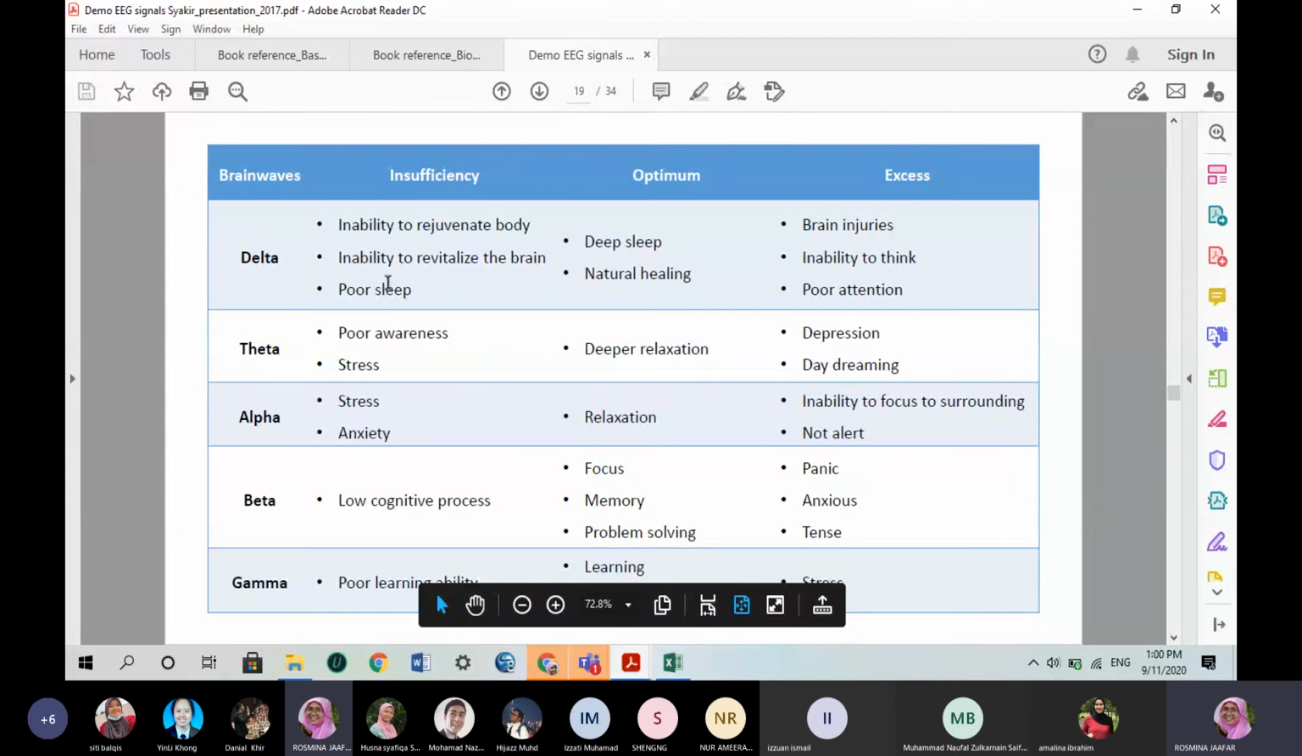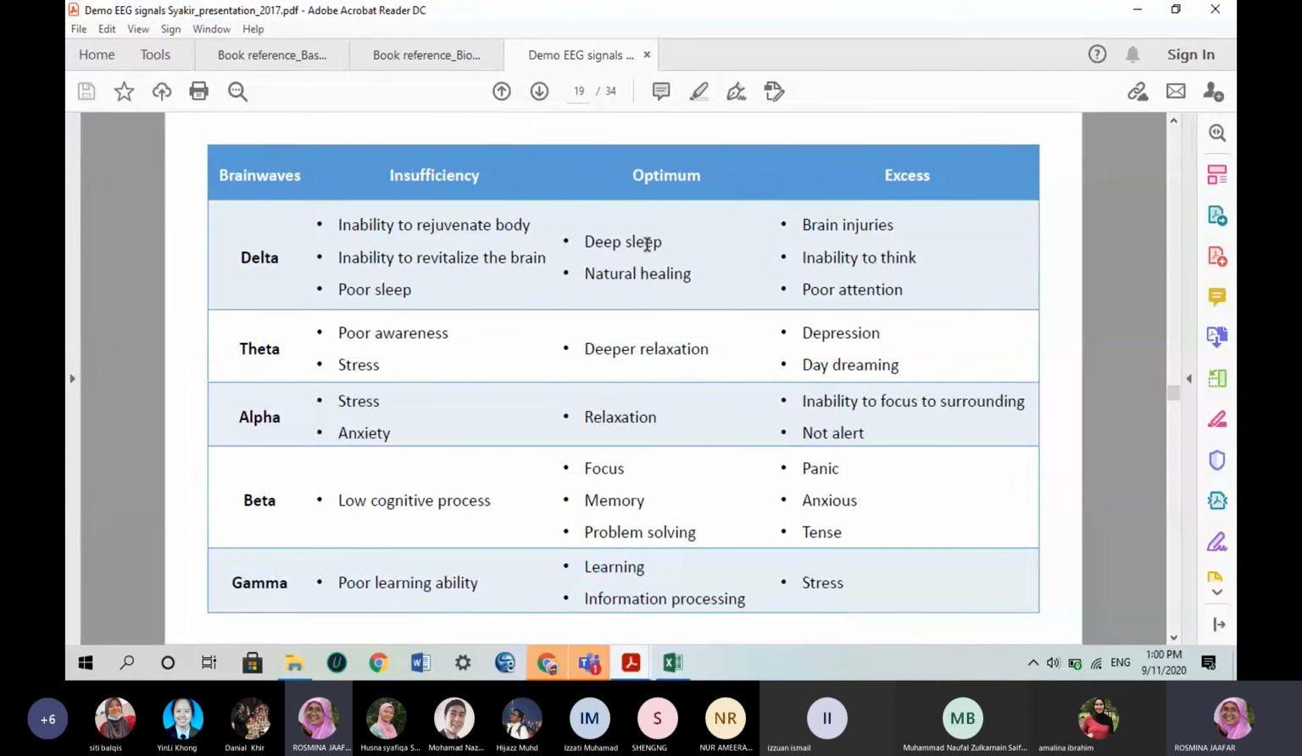The low frequency delta is for deep sleep and natural healing. So if you do meditation, you can increase your delta level.